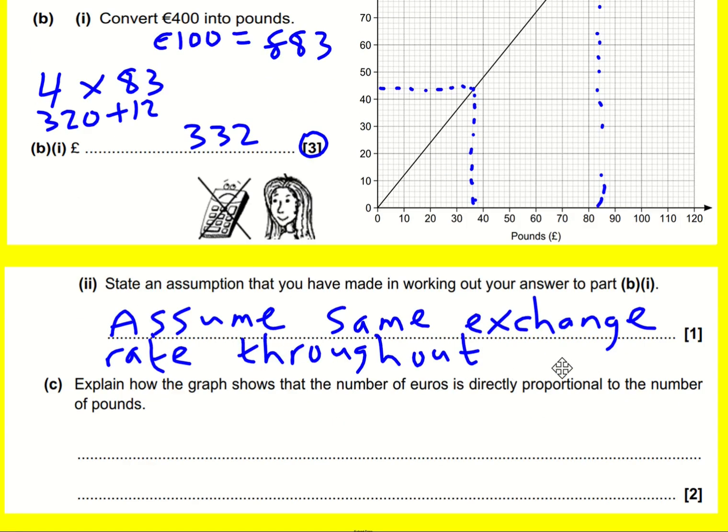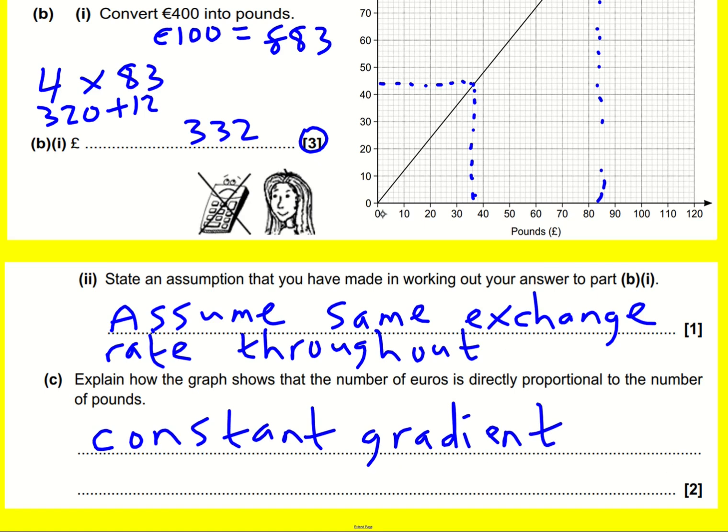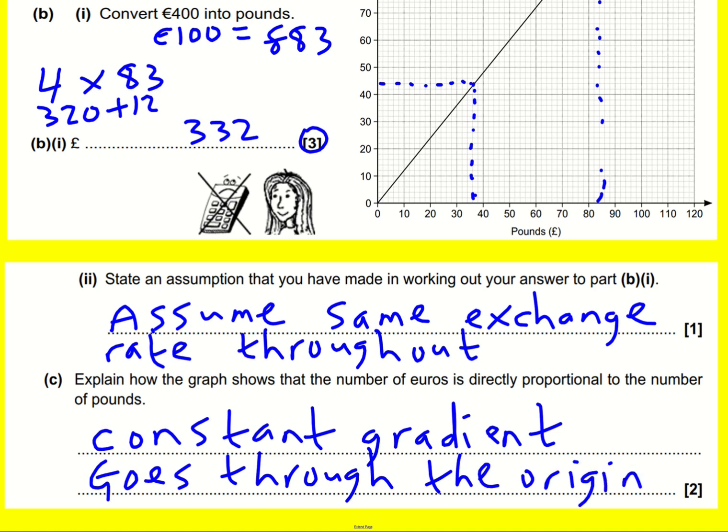Explain how the graph shows that the number of euros is directly proportional to the number of pounds. Well, we have a constant gradient. That's something that's needed for proportion, but also it goes through the origin. Goes through the origin. I know I've not really written in sentences here, but they just want the keywords written down.